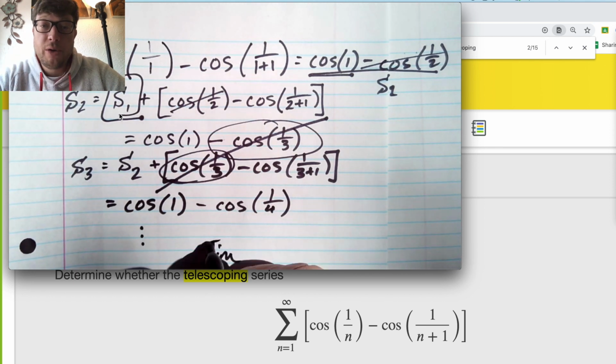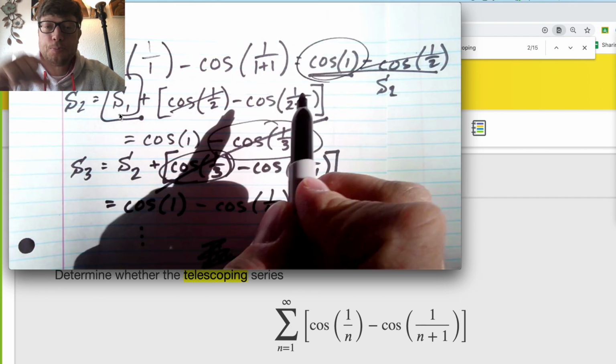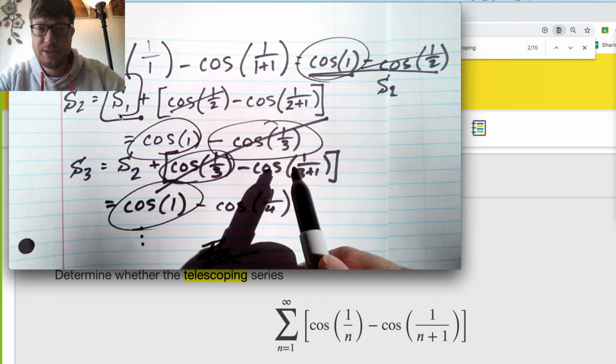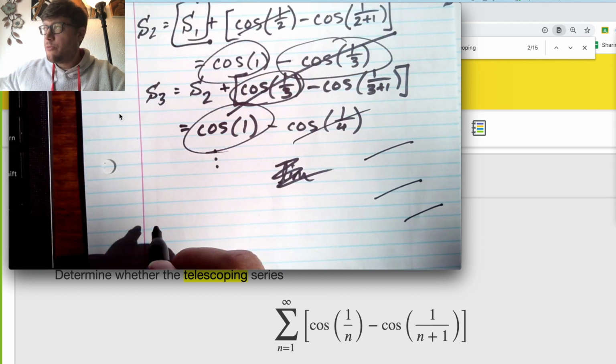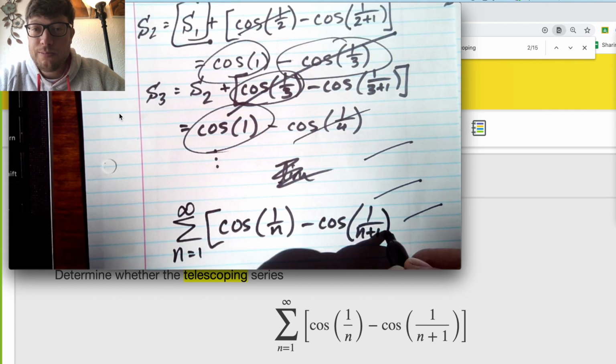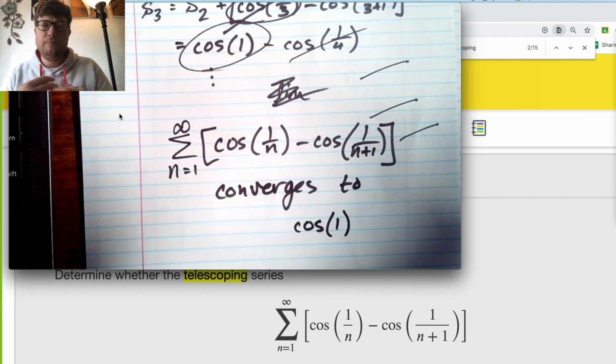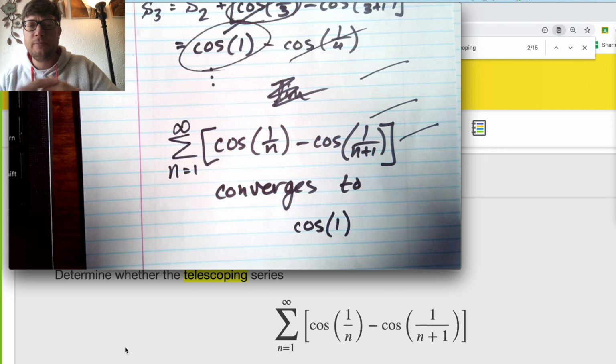Here you can see that we've written out the first 3 partial sums, and we start to get an idea that it's cosine of 1 consistently, but every other term from that point on starts to be canceled out, like it's added and then subtracted, or maybe vice versa, subtracted and then added.